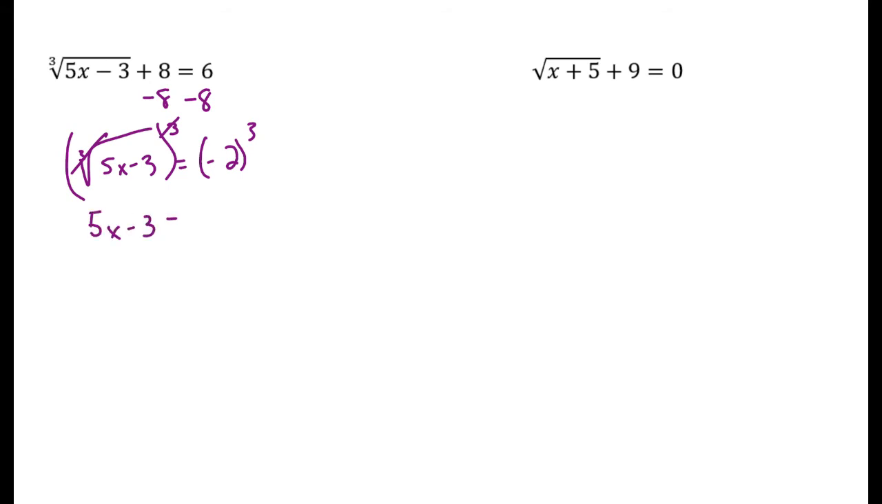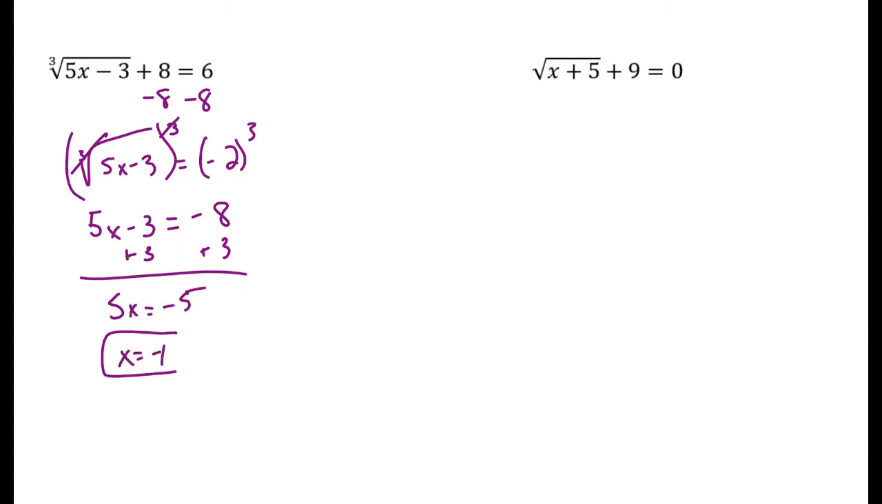Two more. The cube root of 5x minus 3 plus 8 equals 6. Well, I've got a cube root here. So I'm still going to isolate the radical. First, I'm going to subtract the 8. And I get the cube root of 5x minus 3 equals negative 2. To undo a cube root, I'm going to raise both sides to the third power and get 5x minus 3 equals negative 2 cubed, which is negative 8. Plus 3, plus 3. I get 5x equals negative 5, so x equals negative 1.